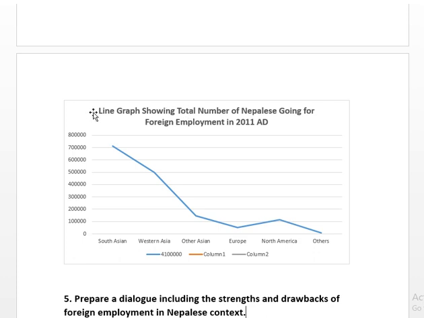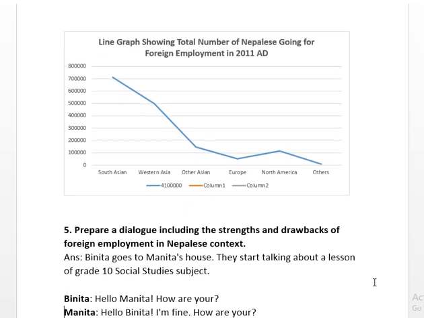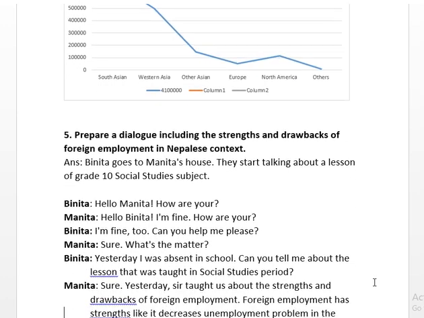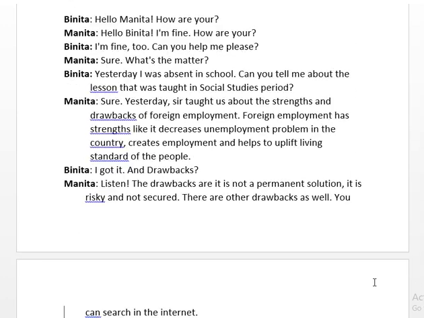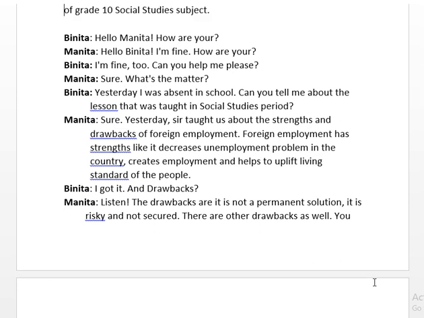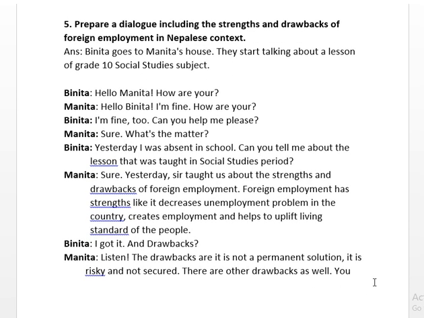So here is the title, line graph showing total number of Nepalese going for foreign employment in 2011 AD. And look, this is the line graph, continent wise I have made. This is the answer. You make it in your note copy. Next is prepare a dialogue including the strength and drawbacks of foreign employment. So in the dialogue, you have to talk about the advantages and disadvantages of foreign employment. And this is a sample dialogue.